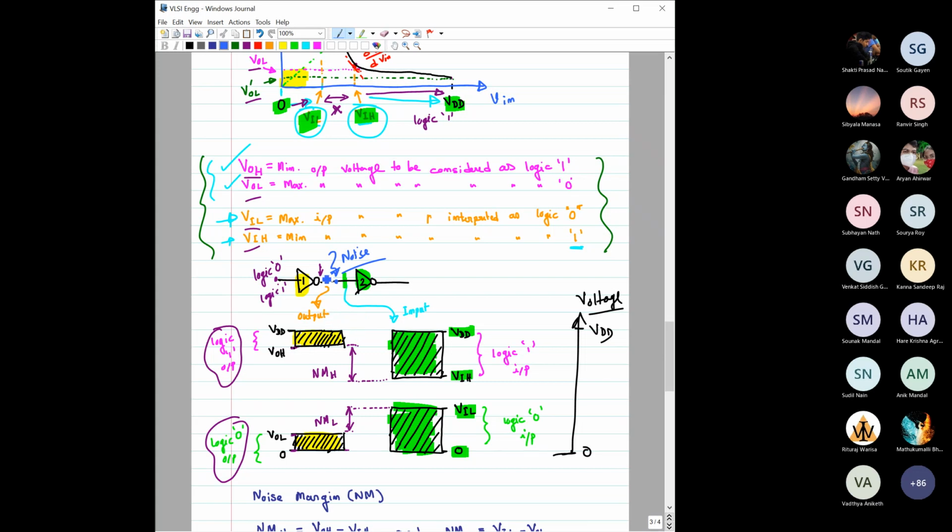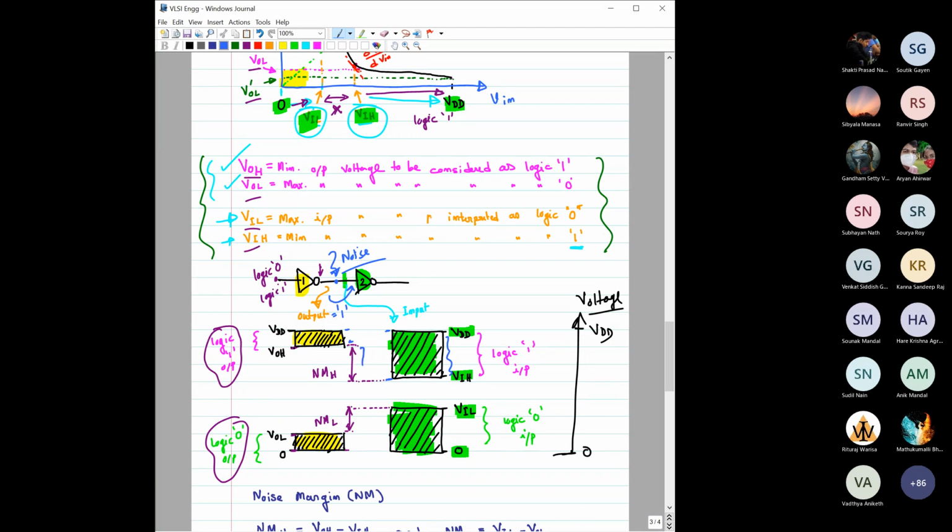Now consider this output was initially at logic 1. If the output is initially logic 1, that means it might be anything between this value and this value. Now if this logic 1 has to be passed to the next gate, meaning it has to come to the input of this gate, then any voltage between VIH and VDD would be sufficient. This is the valid input voltage for this gate to be considered as a logic 1 input.